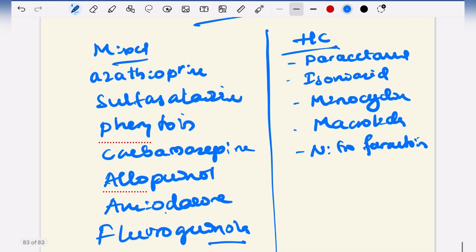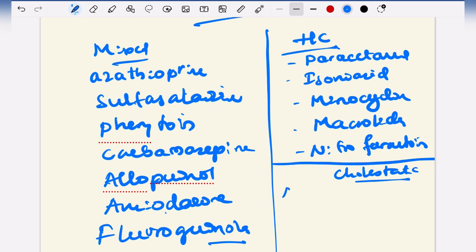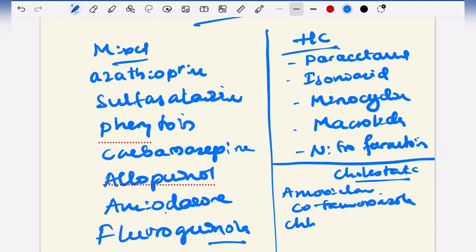So the drugs causing cholestatic pattern include your amoxiclav, cotrimoxazole, and chlorpromazine. And obviously, mixed type drugs will cause cholestatic also. So you remember amoxiclav, cotrimoxazole, and chlorpromazine.